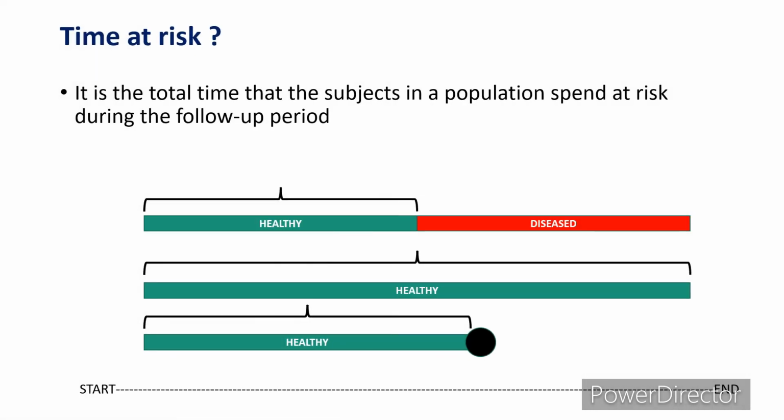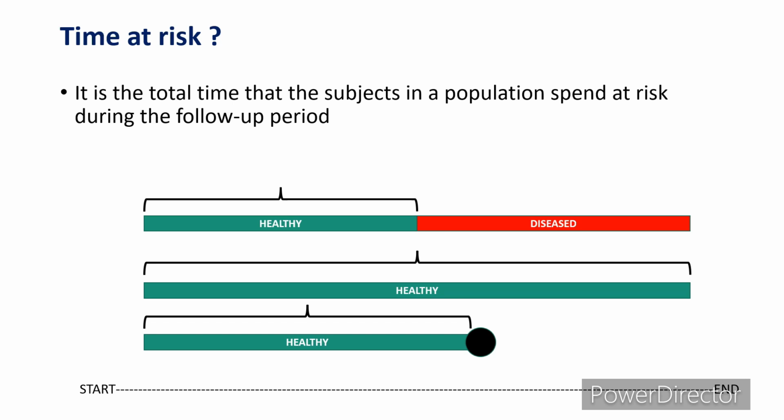What is time at risk? It is the total time that the subjects in the population spend at risk during the follow-up period. For example, we followed a particular individual from a starting date to the end of the study, and we will calculate the healthy period. In the first diagram we can see two parts, right? The healthy and the diseased part. In this case, the time at risk will be from the start of the study till the point where the individual is healthy, which I have indicated with the closed brackets.